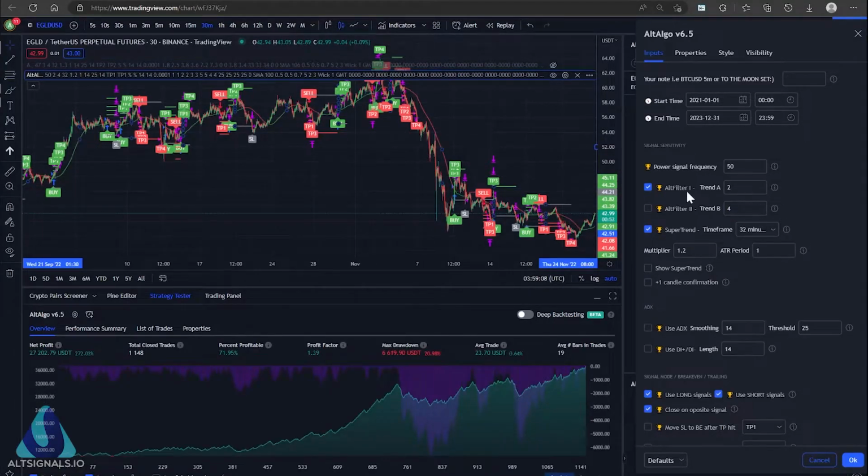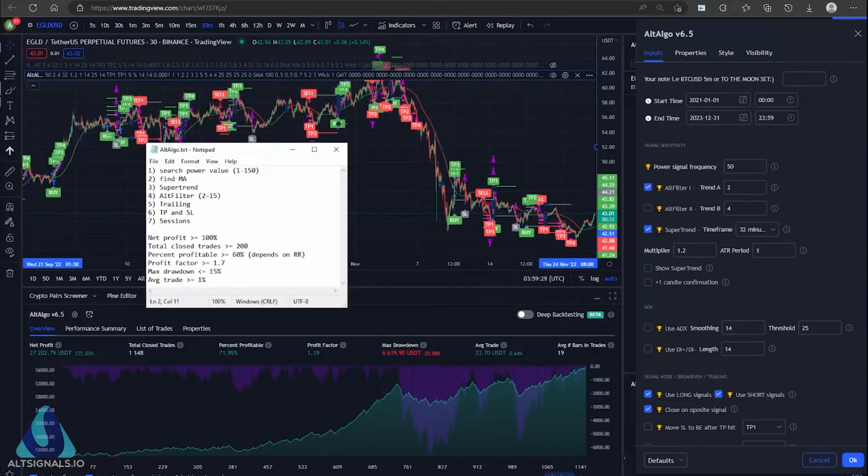So a remark about these two alt filters here. The closer these values are together, the more trades are allowed, and the further they are apart, the fewer trades are allowed, right? So if this is 2 and this is 10, there will be fewer trades allowed than if this is 2 and this is 4, right? Okay, so we have done the alt filters.